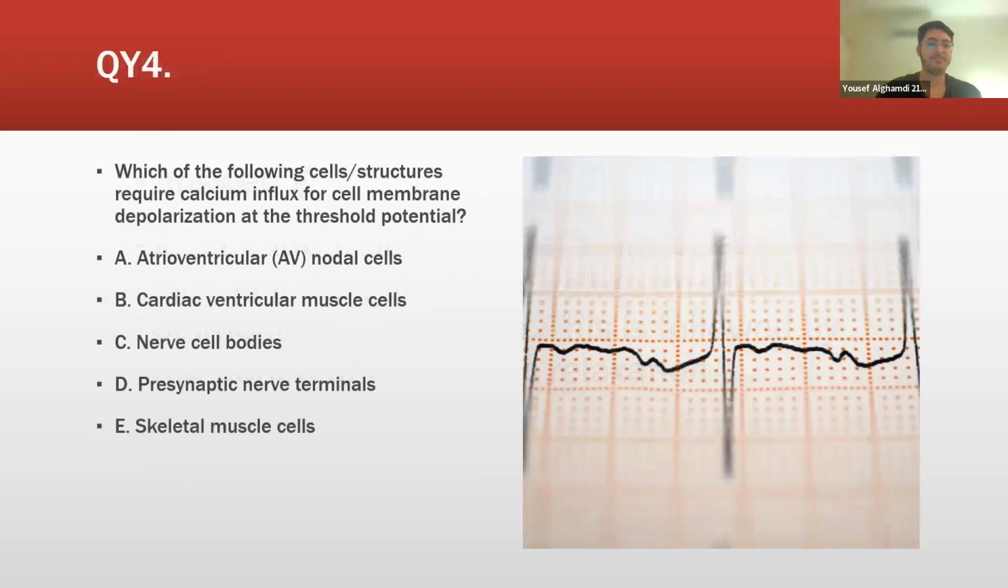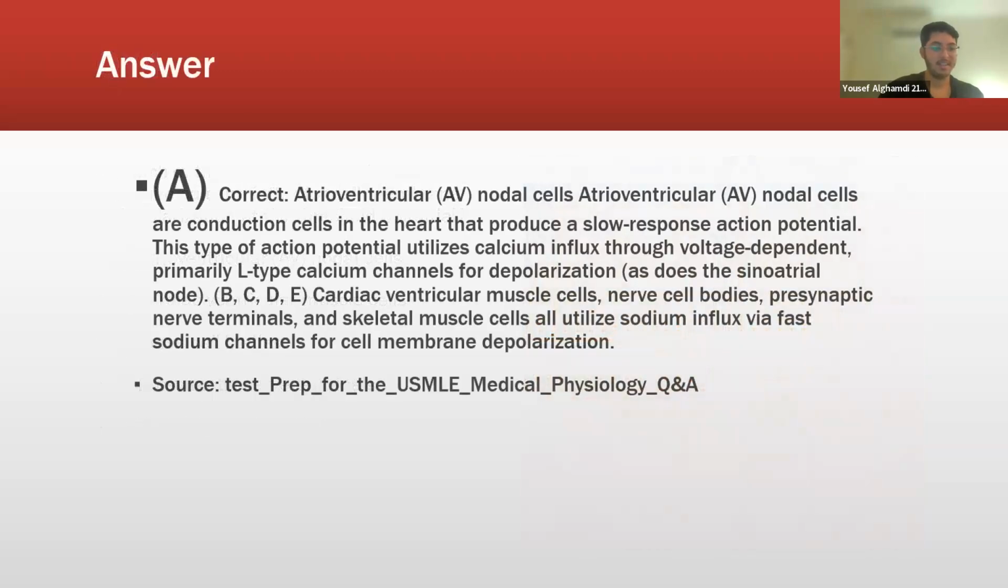Okay, next question. Which of the following cells or structures require calcium influx for cell membrane depolarization at the threshold potential? Saad said A, Yasser said A, Asma said A. A lot of questions about the AV node, huh? Yeah, the answer is A.